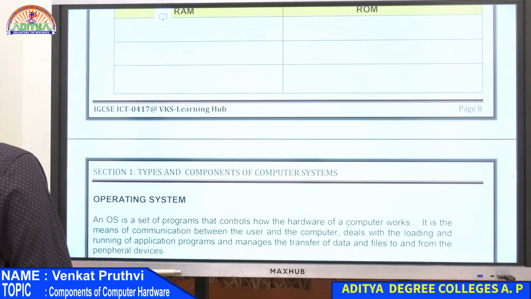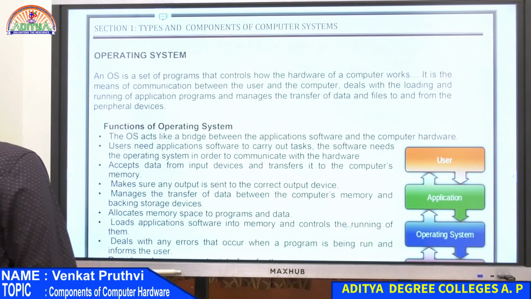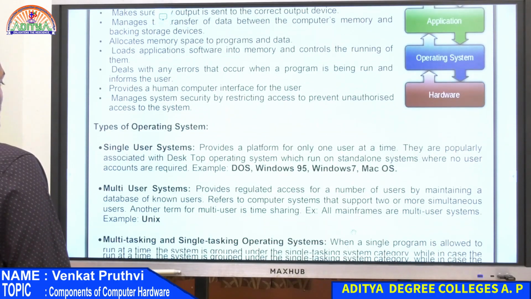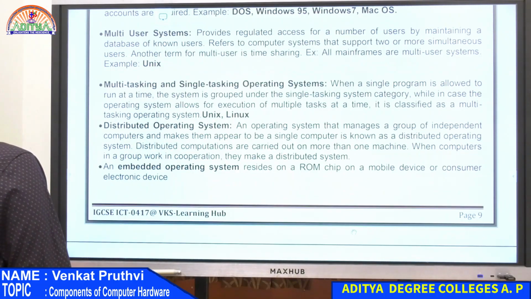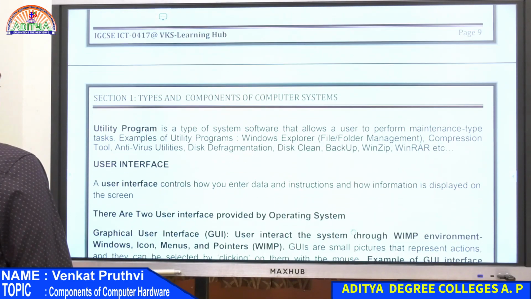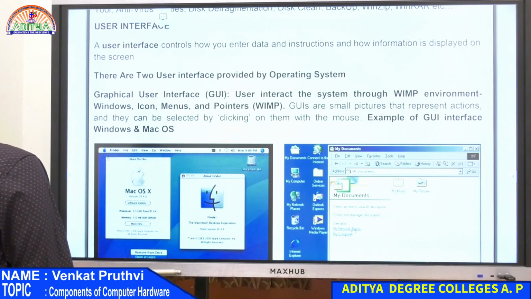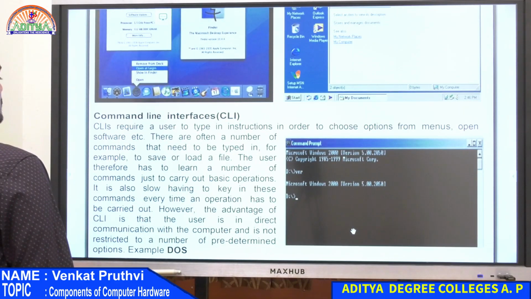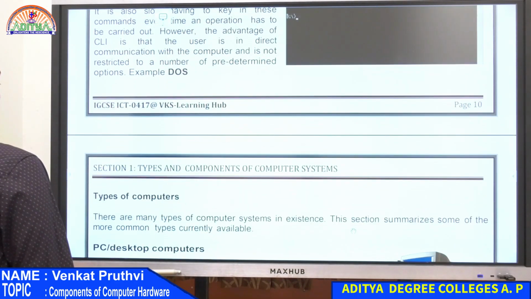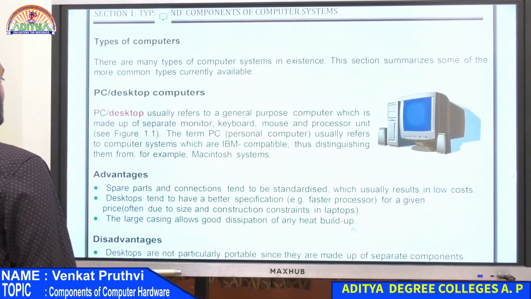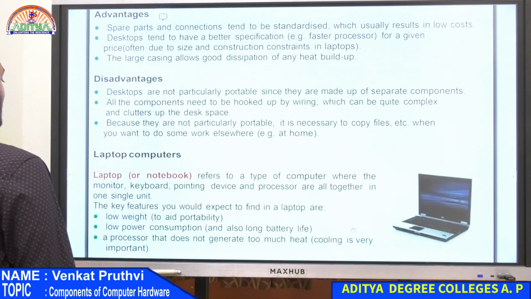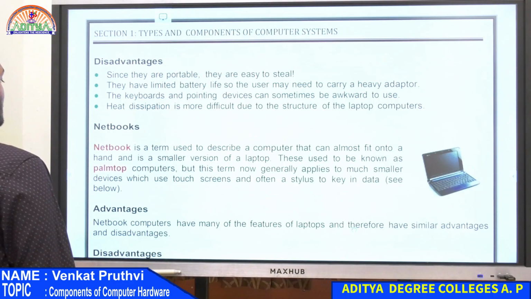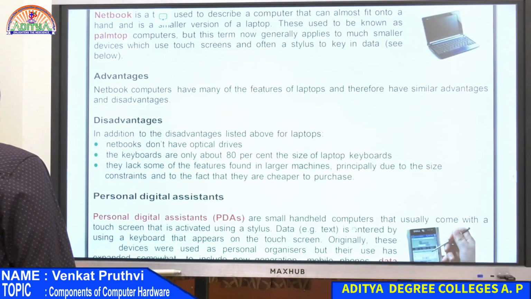So that is about RAM and ROM. And then operating system concepts. We have already seen what an operating system is and what the different types of operating systems are. We all know what a user interface is: graphical user interface and command line interface. And we have also seen the PC desktop computers and laptop computers, the advantages and the disadvantages of them.